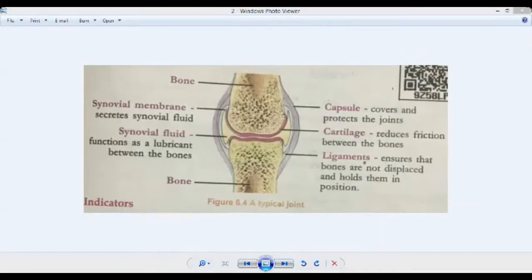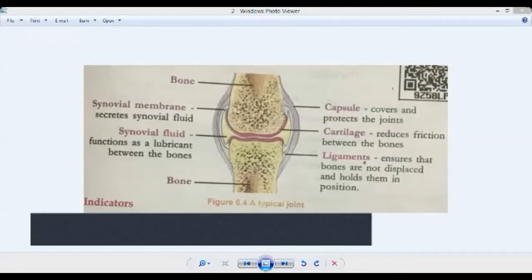Then the capsule covers and protects the joints. You can see that in the picture itself. Then cartilage reduces the friction between two bones. Then ligaments ensure that bones are not displaced and hold them in position. So ligaments hold the bones in position.